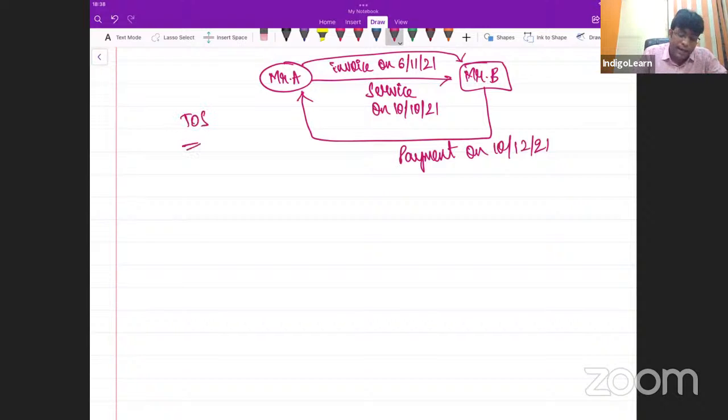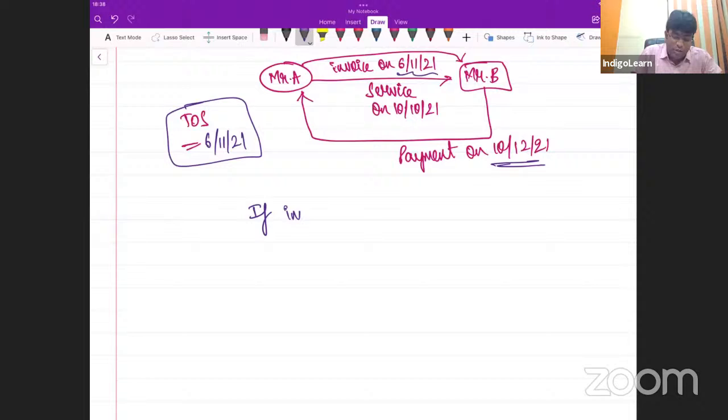Tell me guys, what will be the answer for time of supply? You can message in the chat box. No doubt about it. The answer for the time of supply is very clearly date of invoice or date of payment, whichever is earlier. Why? Invoice is issued within 30 days. When invoice is issued within 30 days, it will be date of invoice or date of payment, whichever is earlier, which becomes 6/11/21.